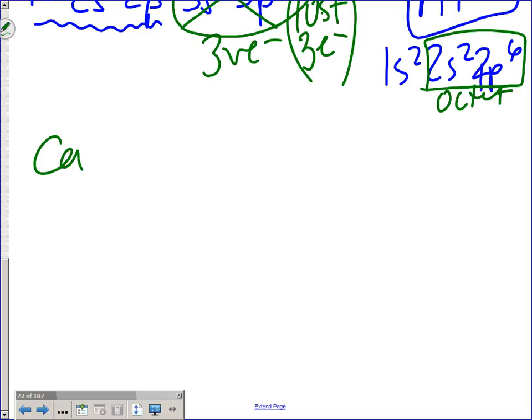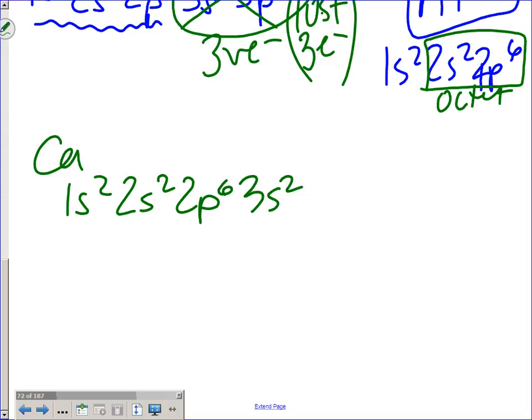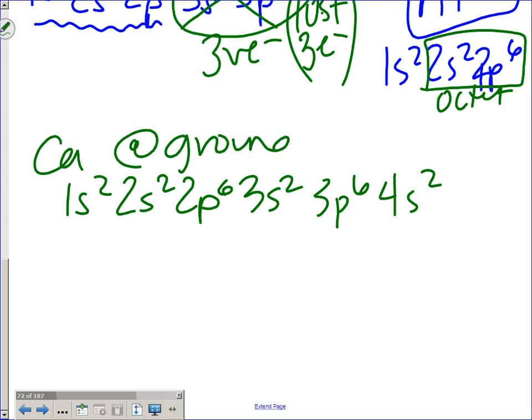So calcium, what's the electron configuration of just straight calcium? 1s2, 2s2, 2p6. So currently we are at neon. Move forward. 3s2, 3p6, and 4s2. Okay, that is normal calcium. This is calcium at ground state. Ground state meaning the most stable electron configuration.